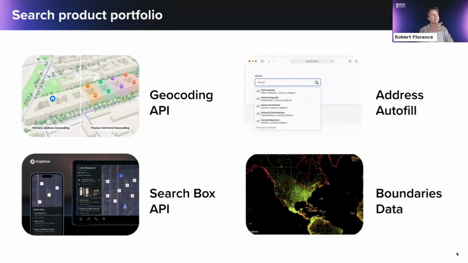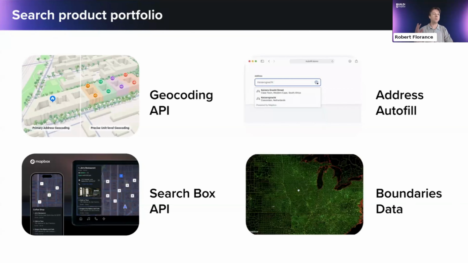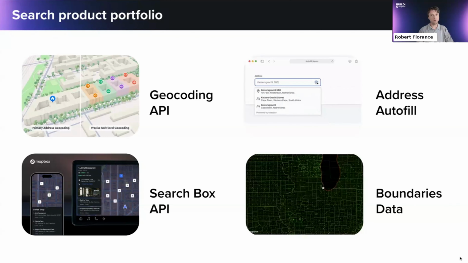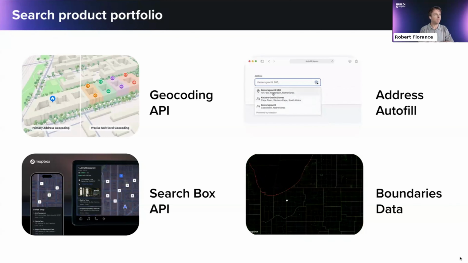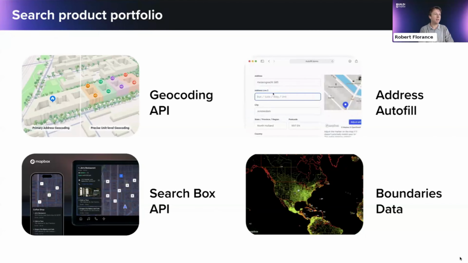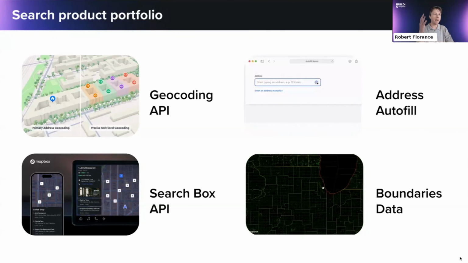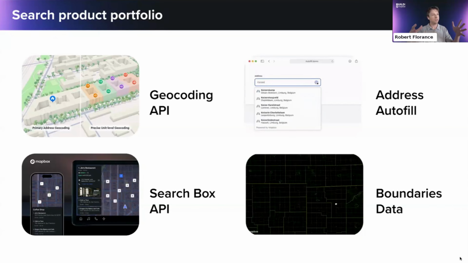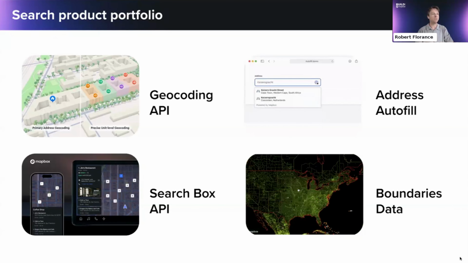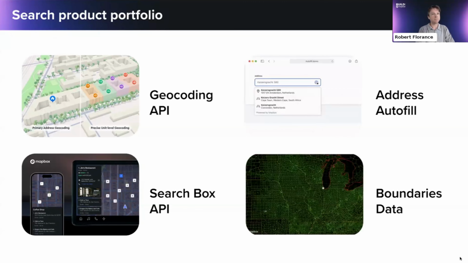The Search Box API is like the Geocoding API, but it also includes points of interest, so restaurants, brands, parks, etc. You'd be able to find those with the Search Box API. And finally, we have something called Boundaries data, which is a very high precision set of different administrative polygons around the entire world so that you can analyze your data.